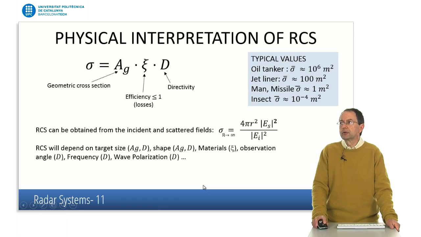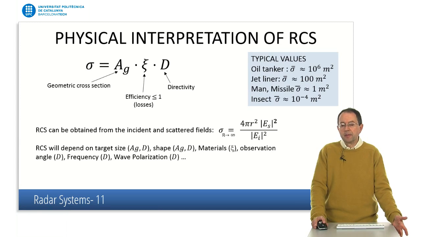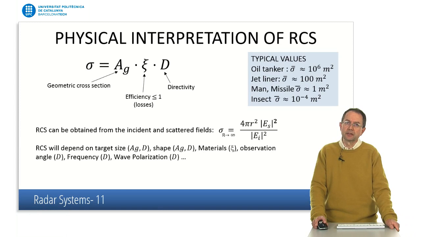It is interesting to interpret the radar cross-section parameter as a product of three factors: the geometric cross-section, the efficiency, and the directivity. Why these three factors? Well, first, the geometric cross-section of the real target gives us the amount of power that has been gathered or obtained by the target itself. So this is the amount of power we have available. It has been captured from the illumination front.